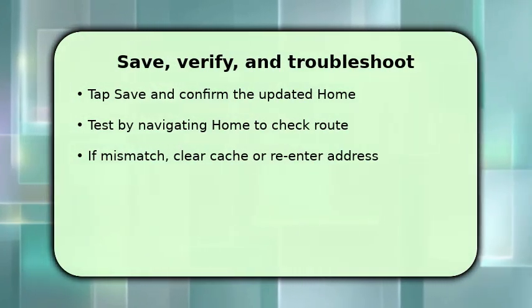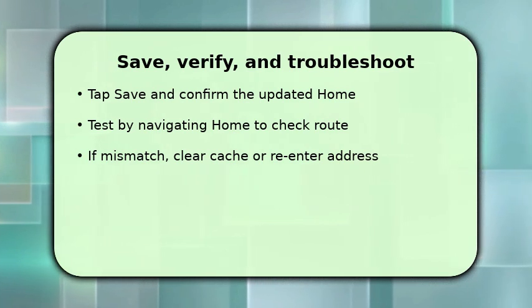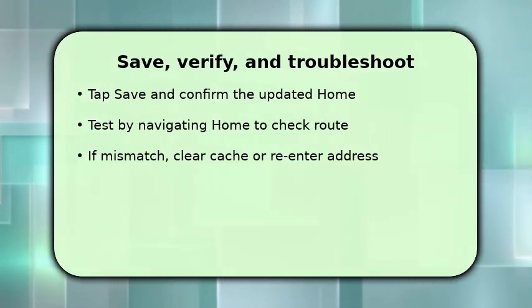After editing, tap Save and then verify by tapping Navigate to Home to confirm the route looks correct. You want to validate both address and the turn-by-turn path because GPS pin placement can cause odd routes.